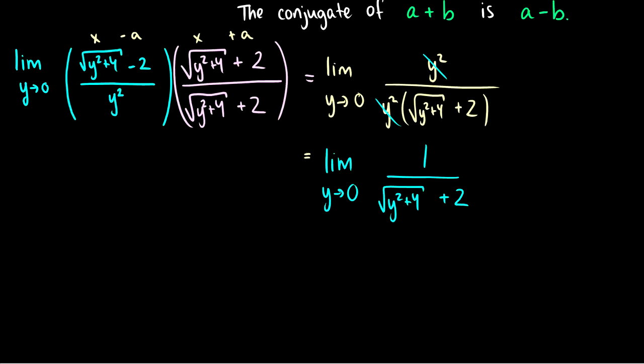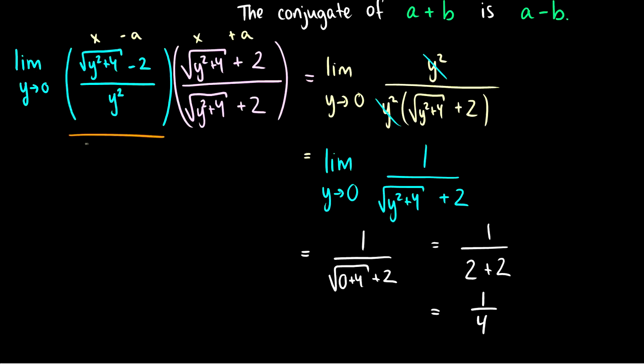Because if we do, we're not going to get 0 in the denominator anymore. So if we plug in 0, this is just 1 over the square root of 0 plus 4 plus 2, which is just 1 over the square root of 4 plus 2, and of course the square root of 4 is just 2. So this is 1 over 2 plus 2, which is just 1 over 4. So the limit of this nasty thing is just 1/4.